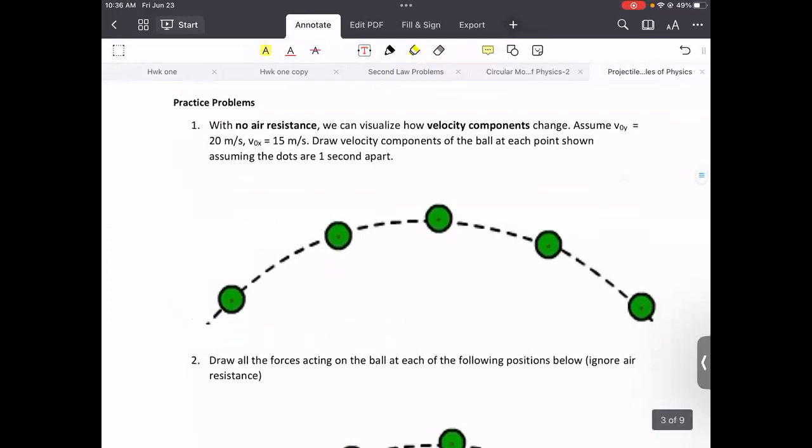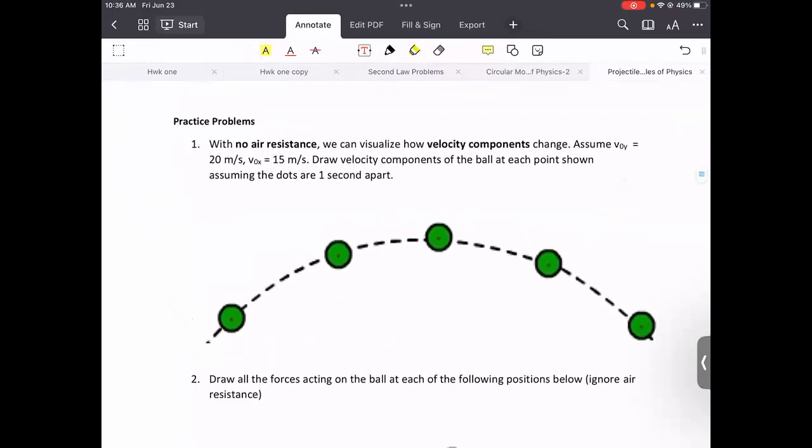Example 1. With no air resistance, we can visualize how velocity components change. Assume that the initial velocity in the y direction is equal to 20 meters per second, and the initial velocity in the x direction is 15 meters per second. So draw velocity components of the ball at each point shown, assuming the dots are 1 second apart. So what they're saying is that this is 0 seconds, 1 second here, this is 2 seconds, this is 3 seconds, and this will be 4 seconds.